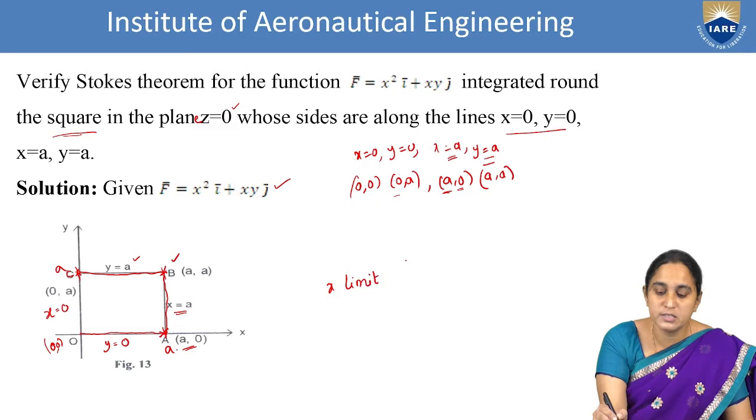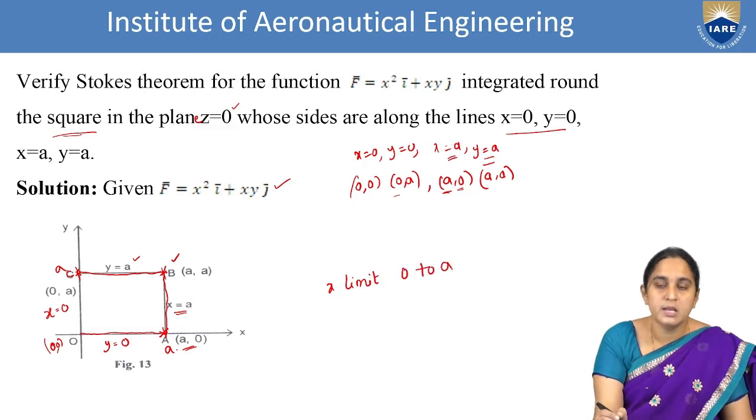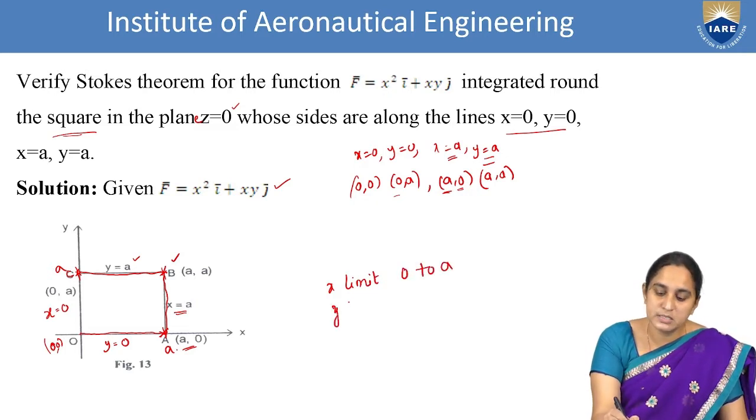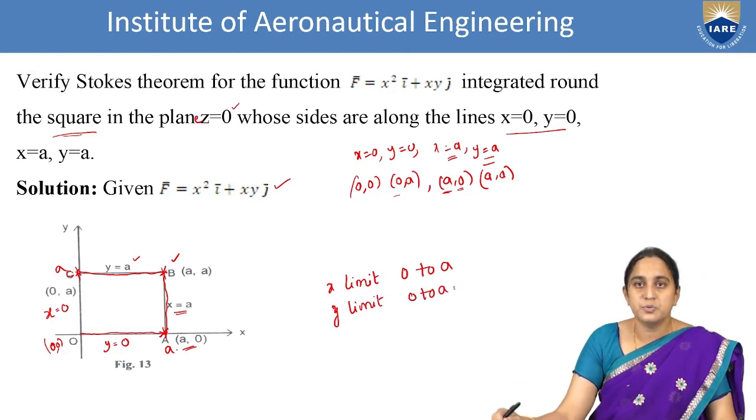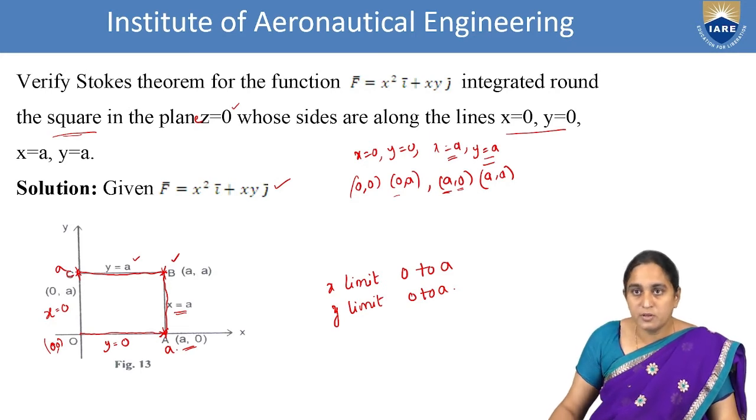X limit points 0 to A. And what about the y limit points? Y limit points 0 to A. Y limit points also 0 to A. Okay. Now, from the diagram we got the x points and y points.